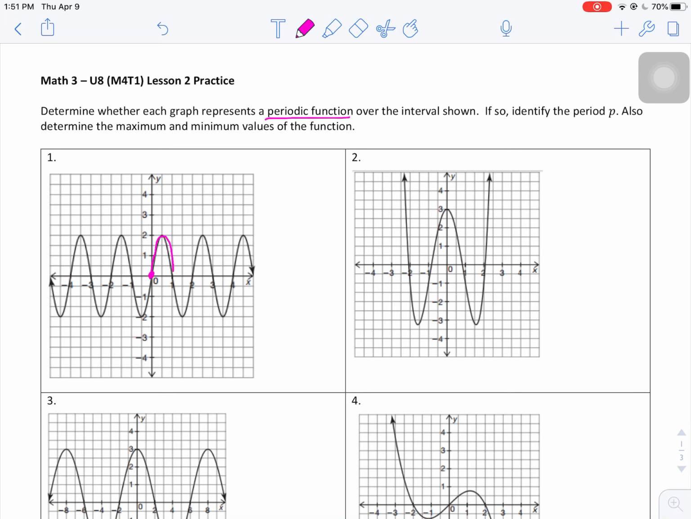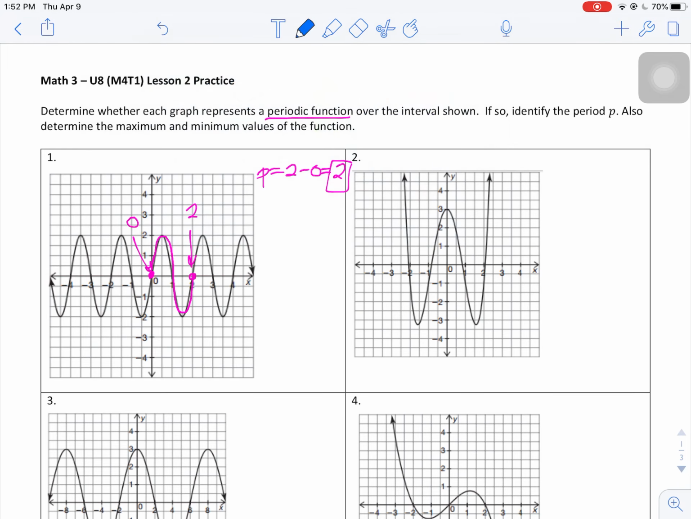itself. So I'm going to start at an x value of 0, and then I'm going up to an x value of 2. So the period is the large x value minus the small x value. So this is a 2, and this is a 0 for the x values. 2 minus 0 is 2. So the period would be 2.